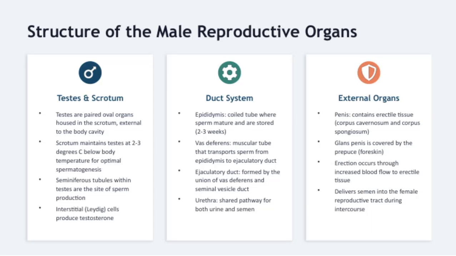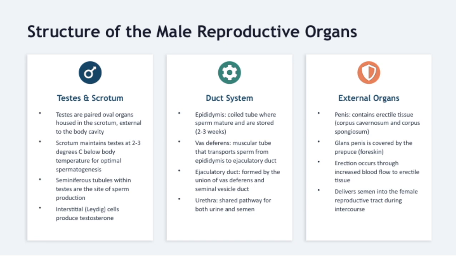Let's start by looking at the structure of the penis. It contains erectile tissue, which includes the corpus cavernosum and the corpus spongiosum. These tissues fill with blood during an erection, allowing the penis to become firm. The glans penis, which is the sensitive tip, is covered by the prepuce or foreskin. An erection occurs when there is increased blood flow to these erectile tissues, enabling sexual activity.